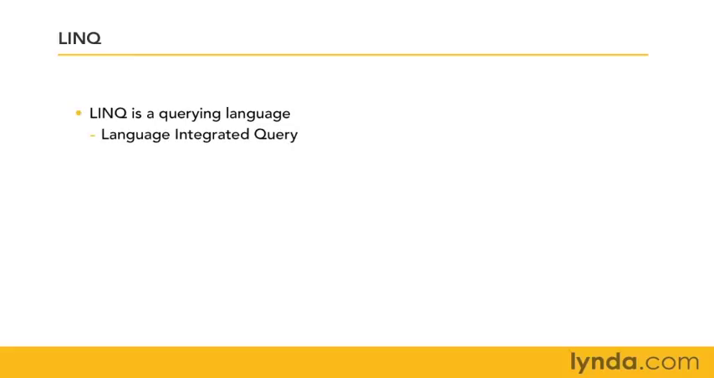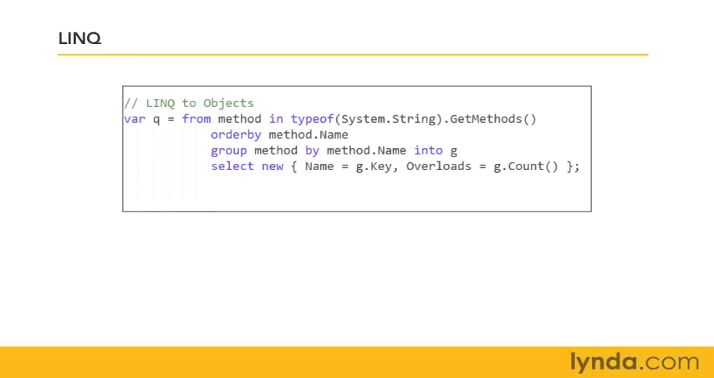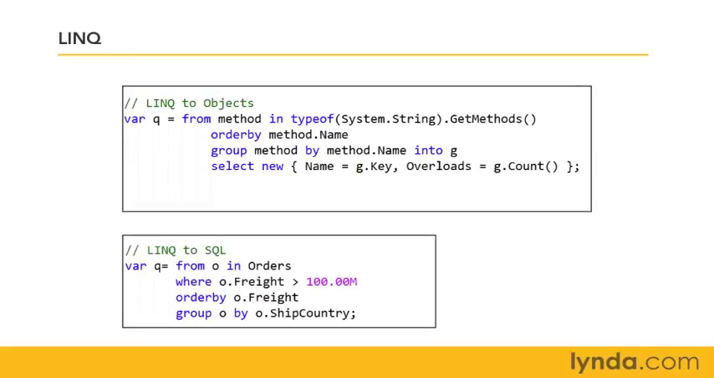In recent years, Microsoft has created a new querying language that is becoming popular. It is known as LINQ, which is an acronym for Language Integrated Query. It is written directly in your C# or VB code. Here are two examples of a LINQ query. Both are written in the C# language.